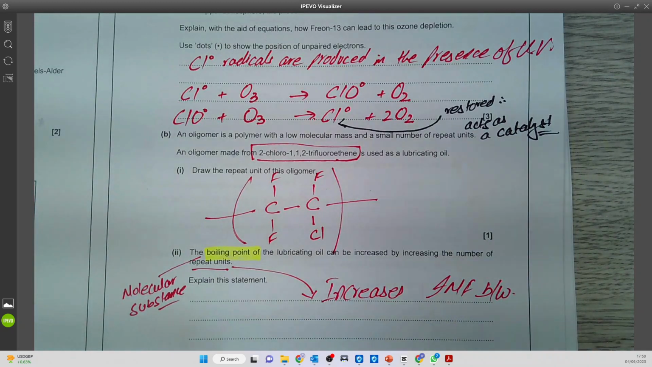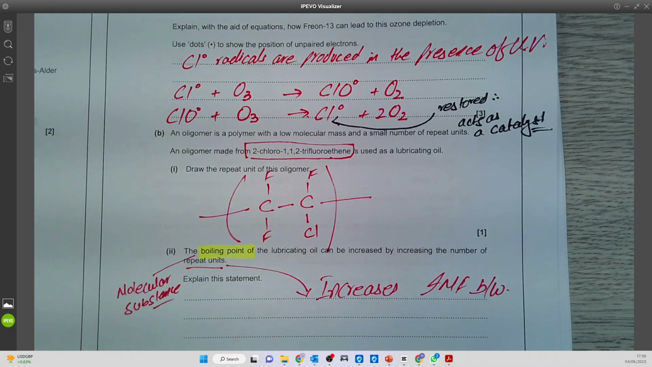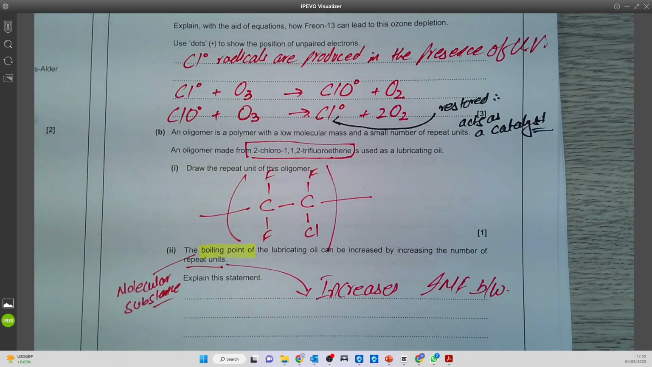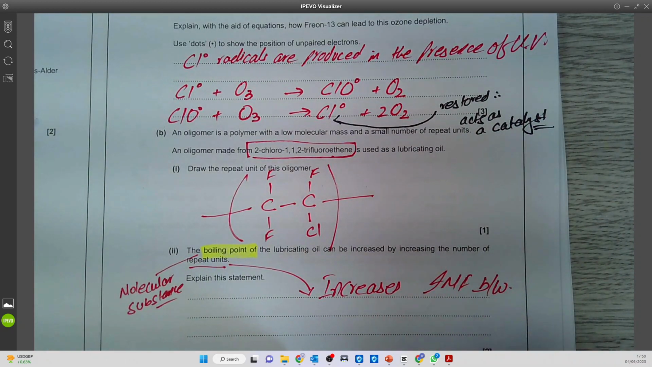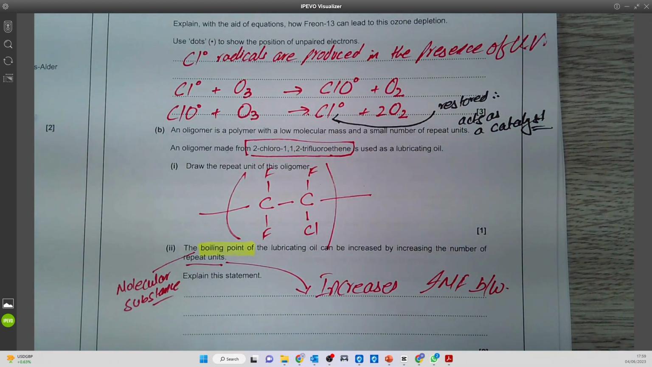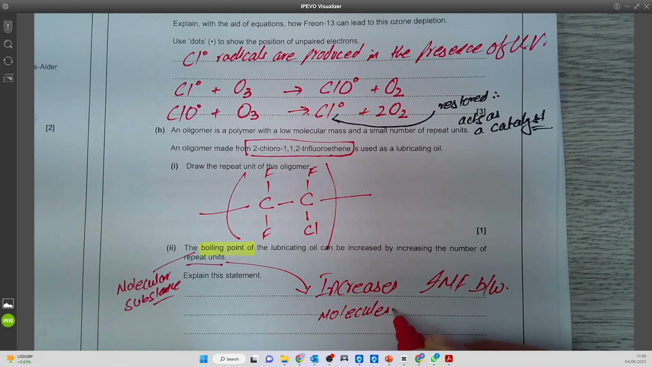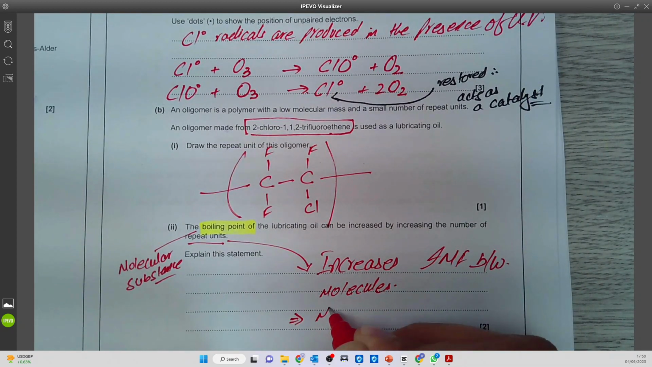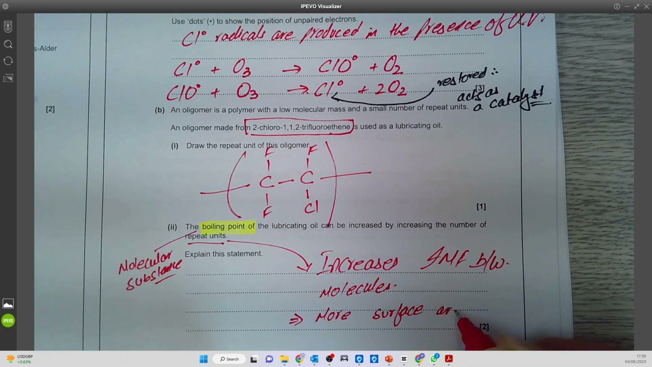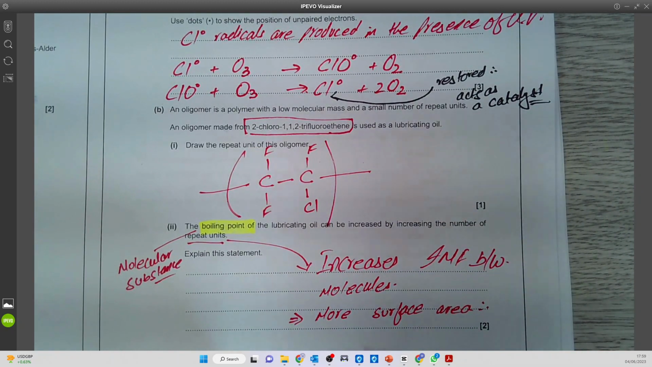Now, what will happen in this case is it says explain this statement. How am I going to explain it? I'm going to say increases intermolecular forces between molecules, right? How? Because there will be more surface area, therefore greater amount of contact points.